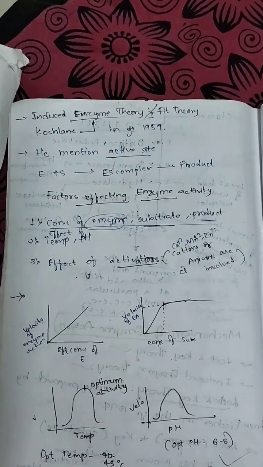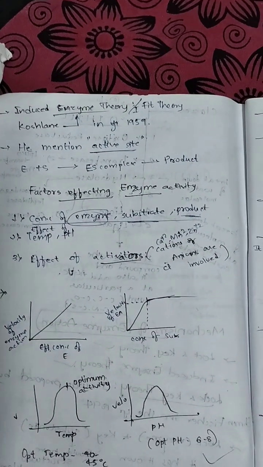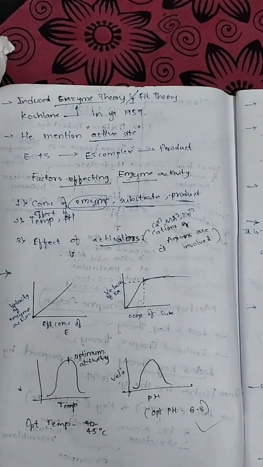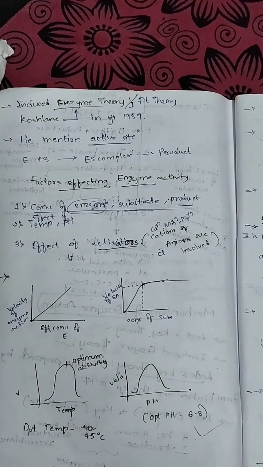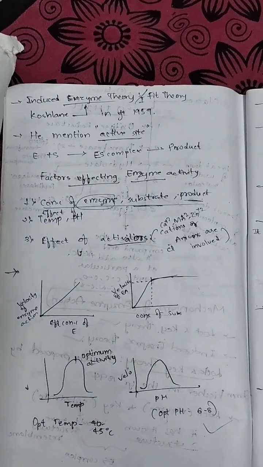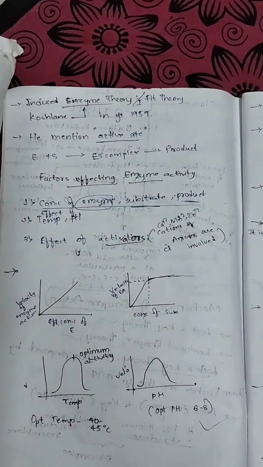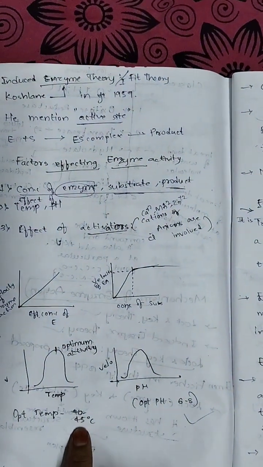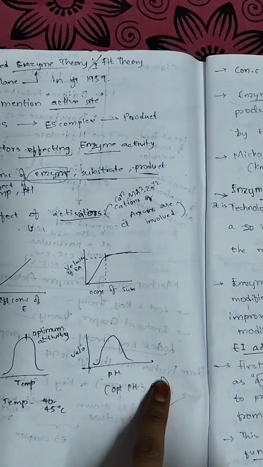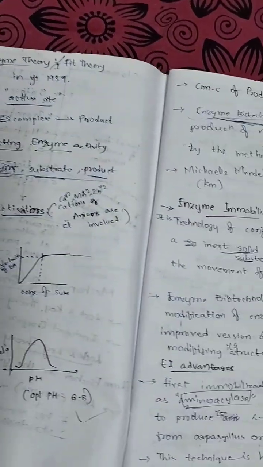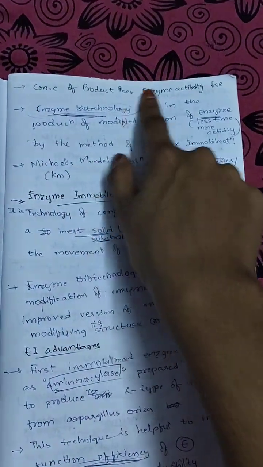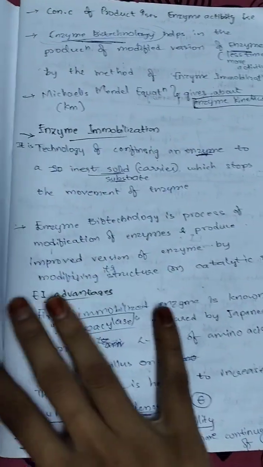Enzyme activity is directly proportional to velocity, and as the concentration of enzyme increases, the velocity of the reaction increases. Temperature should be optimum. The optimum temperature is 40 to 45 degrees and the optimum pH is 6 to 8. As the concentration of product increases, enzyme activity decreases. These are the factors affecting enzyme activity.